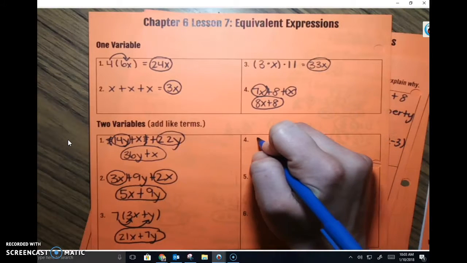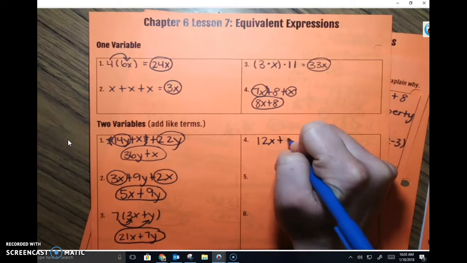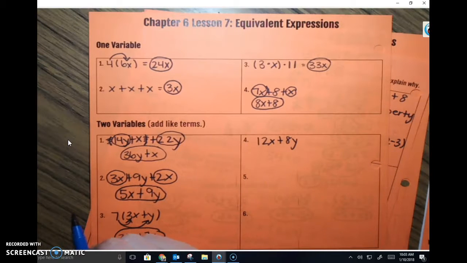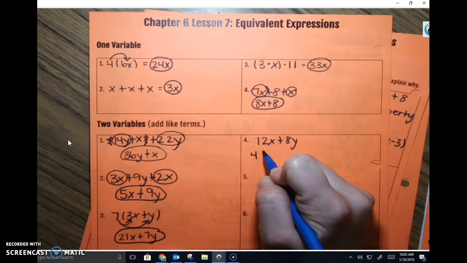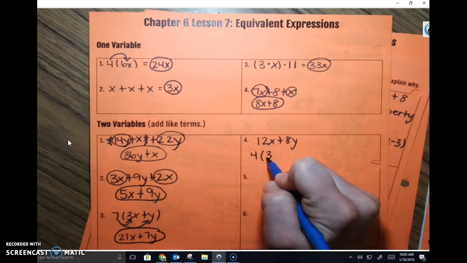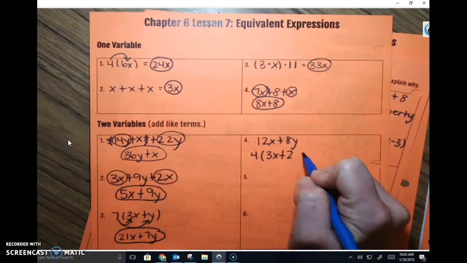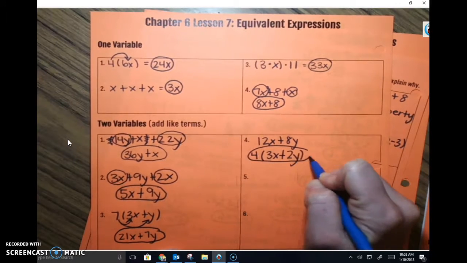The next one, we have 12x plus 8y. We're going to factor in this one because I can see that 12 and 8 have a factor in common. That factor is 4. 4 times 3 is 12. Remember, we still have that x. Plus 4 times 2 is y. Or not y, is 8. And we still have that y there.